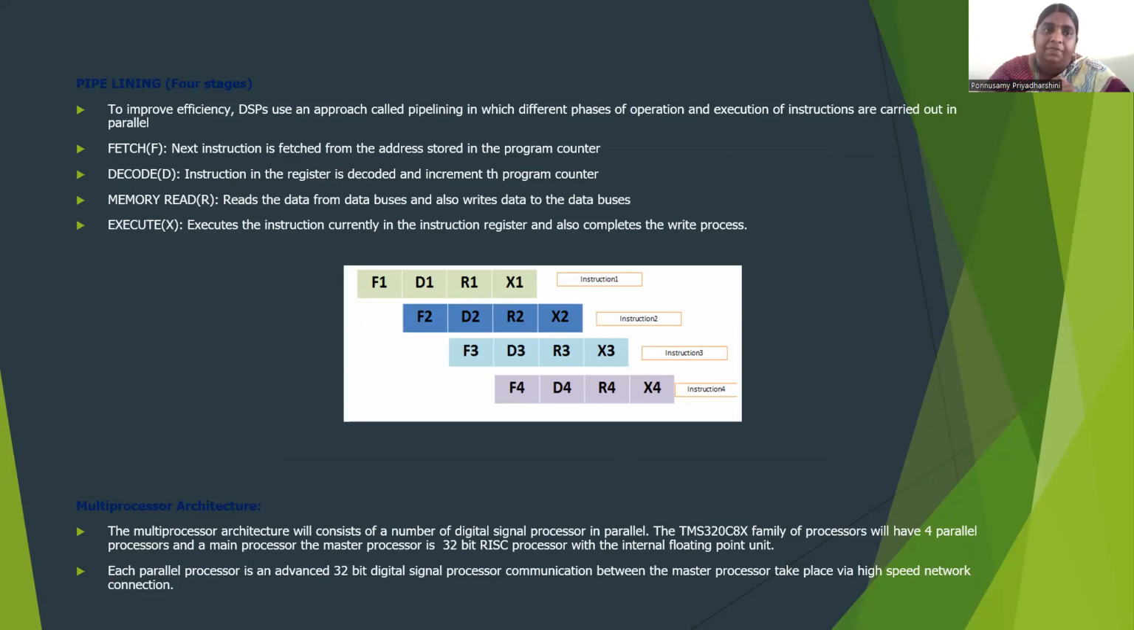Fetching means we fetch the instruction and store it in the program counter. Decoding means the instruction in the register is decoded and the program counter is incremented. The memory stage reads data from the database and also writes to it, and finally the instruction is executed. This structure explains the pipelining architecture.